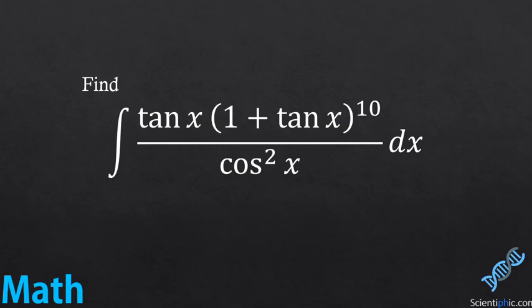Hello everyone. Today we want to solve this integral, which might look a little bit difficult, but once we go into the solving of the integral, we will see that it's not that difficult. Okay, so the integral is tan x times 1 plus tan x to the power of 10 over cosine squared x dx, and now we want to solve this integral.